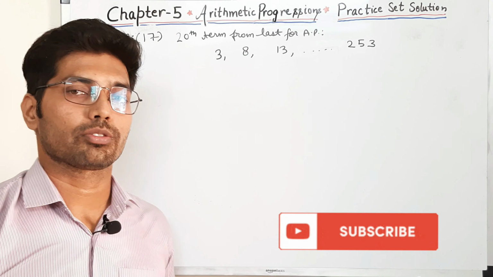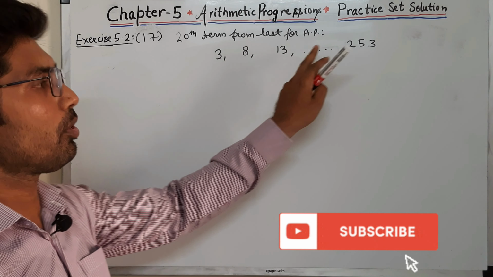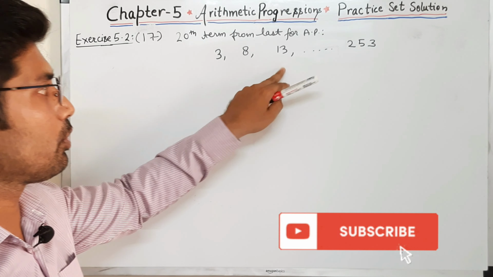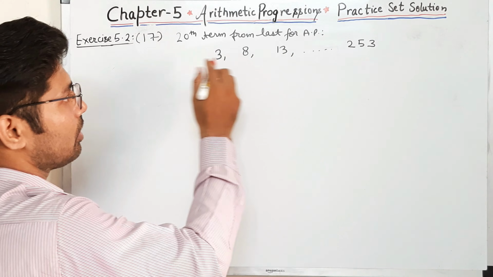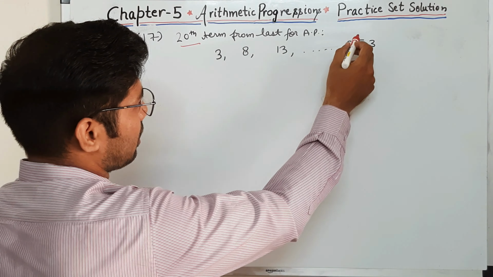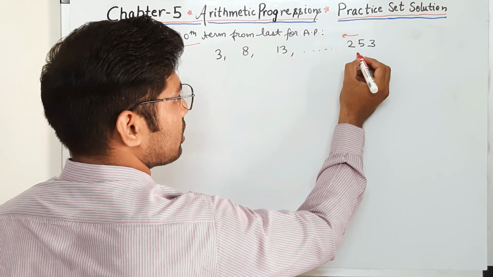Okay guys, now come to the next question. So it is a little bit tricky. Okay, so we need to find the 20th term from the last. So from here we need to find the 20th term. Okay, this is a very simple trick. We need to find from the last, right? So let's suppose the AP is in this direction. Okay, so this is our first term.